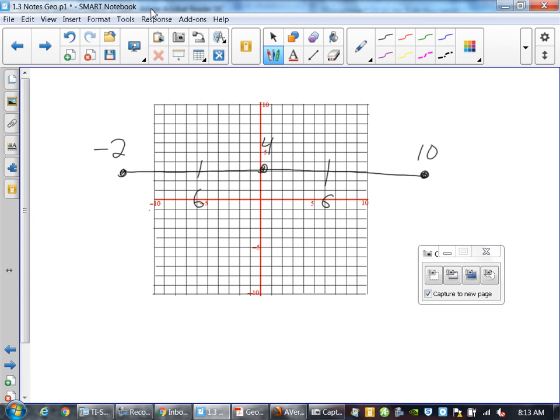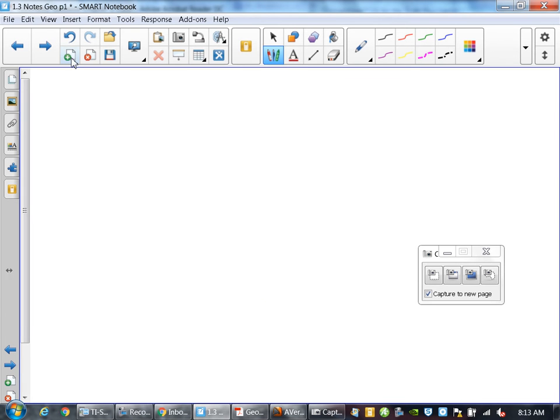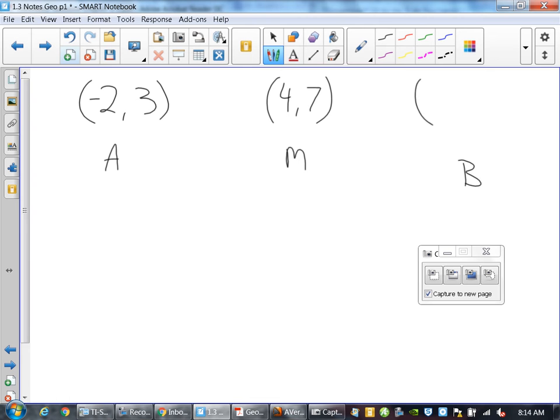Ordered pair. Let's say it is at (-2, 3), and this is my endpoint A, and I have another ordered pair at (4, 7), and this is my midpoint. What's my endpoint going to be at B? Knowing that from point A to B, M is the midpoint.